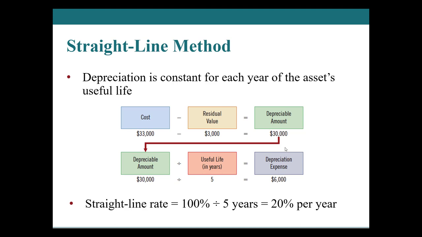So year one, we depreciate it by 6,000. Year two, 6,000. Year three, 6,000. Four, 6,000. Five, 6,000. And at the end of year five, it went from being worth 33,000 at the beginning of year one on your books to being reflected at 3,000, which is the residual value on your books. It's called straight line because each year the depreciation expense remains the same.